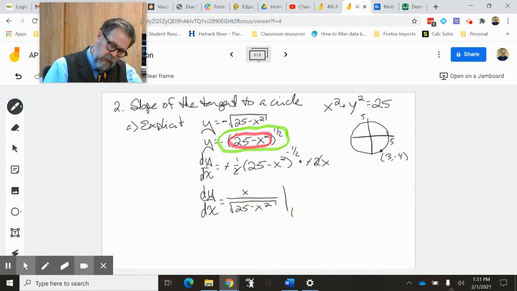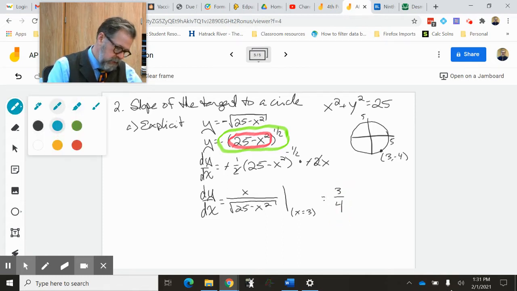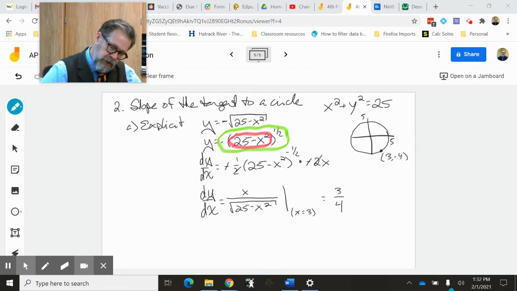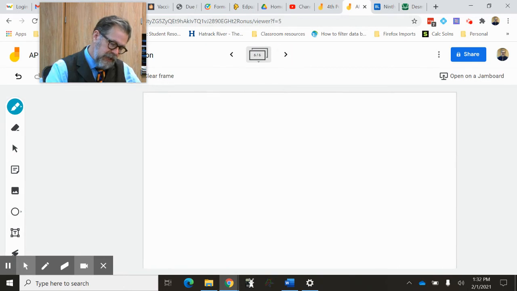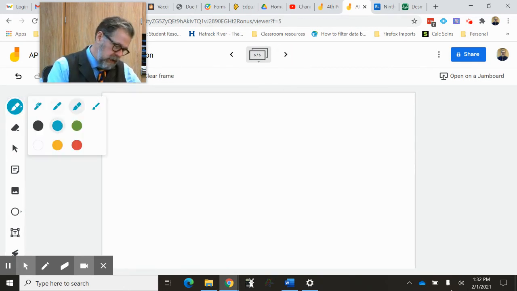And if I evaluate it at the point at x equals 3, what I get is 3/4. So we'll draw a little tangent line here, and sure enough, looks to me like that has a slope of approximately 3/4. And so we're good. That wasn't that hard, a little complicated, chain rule, and so on. So let's go and take another look at this.